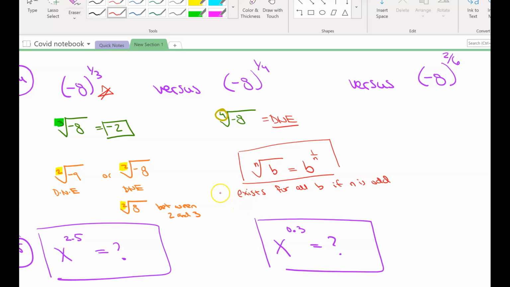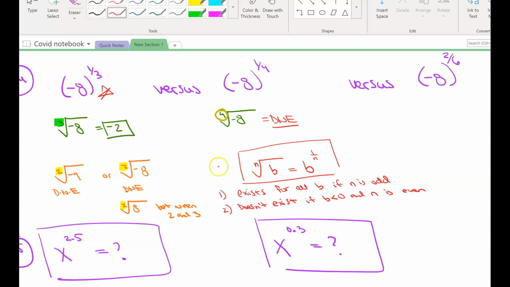This expression, let's call this point number 1. For point number 2, it doesn't exist if b is less than 0 and n is even. So what this is telling you is if you're looking for an even root of a negative number, this is not going to exist.